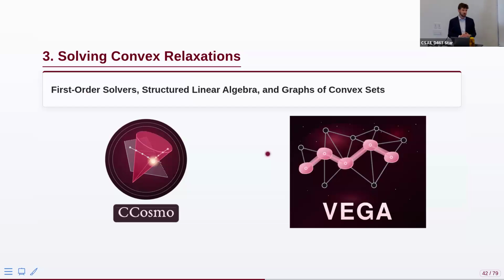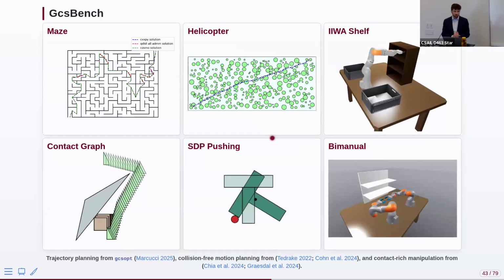So that's going to bring me to the third and final part of my talk, which is about solving convex relaxations of these problems. I'm going to talk about some first order solvers, some structured linear algebra, and then how we apply it to graph convex sets. So the first thing you need if you're going to talk about solvers is a benchmark.